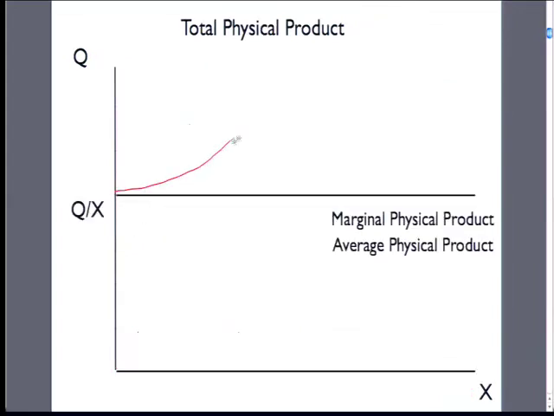Let's do total physical product again, but this time it's flattened out. This is total physical product, and this is the quantities of output. Now, for marginal and average, we need to graph them on a different scale, which is a per unit scale, per unit of input. How much output are we getting per unit of input? There's a couple points to look at.